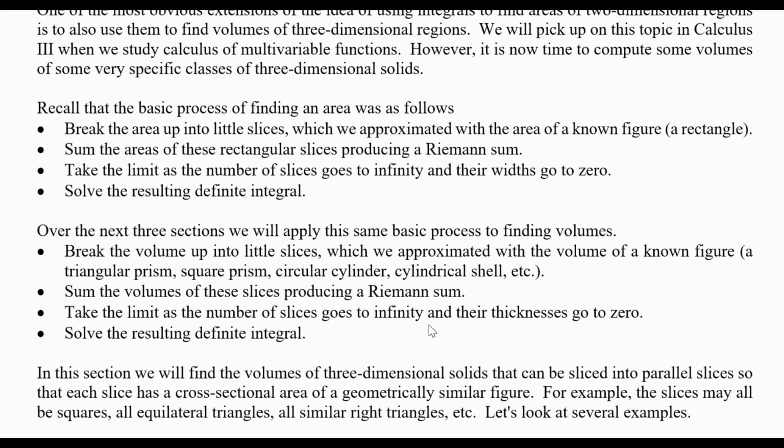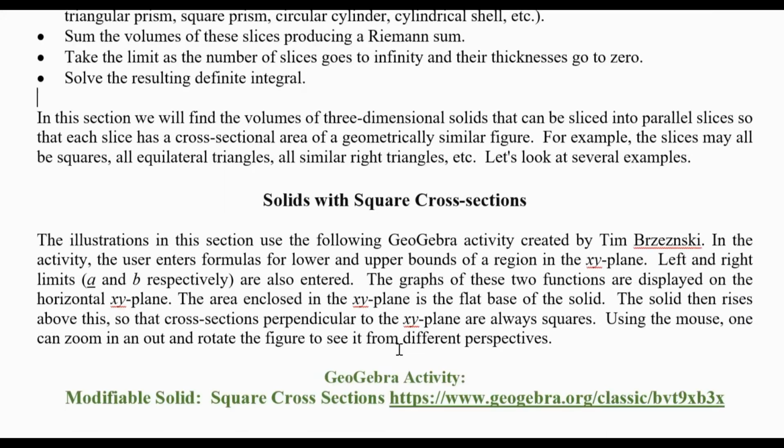So in this section, we will find the volumes of three-dimensional solids that can be sliced into parallel slices so that each slice has a cross-sectional area of a geometrically similar figure. Okay, so all the cross sections are similar in shape to each other. For example, the slices may all be squares, or they might all be equilateral triangles, or they might be all, say, similar right triangles, or some other kind of situation where they're all similar shapes. So we're going to look at several examples. In this video, I'm just going to introduce one example.